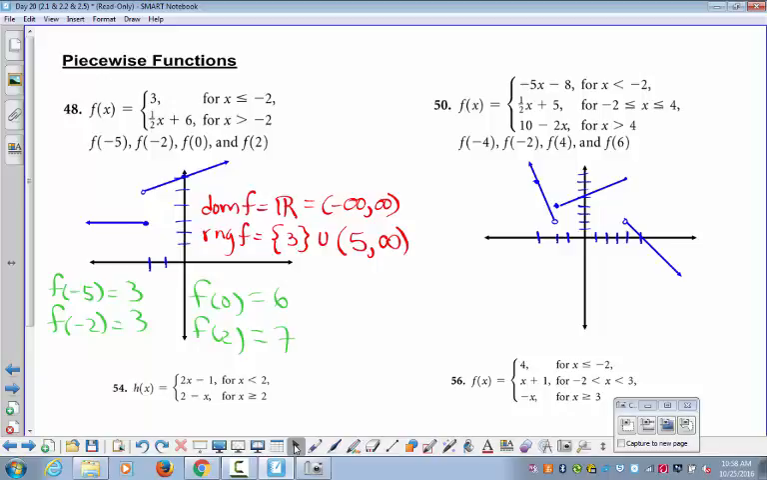What is the domain of this function? All real numbers. Does anyone disagree?